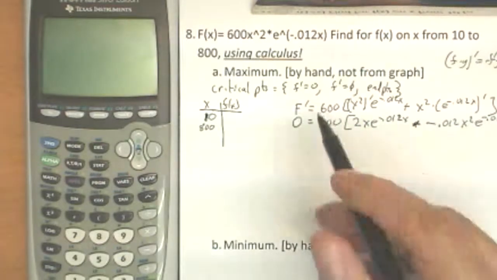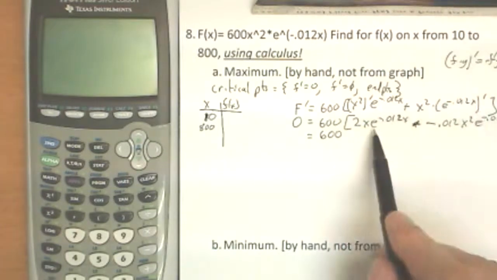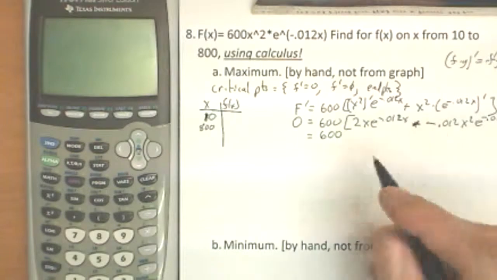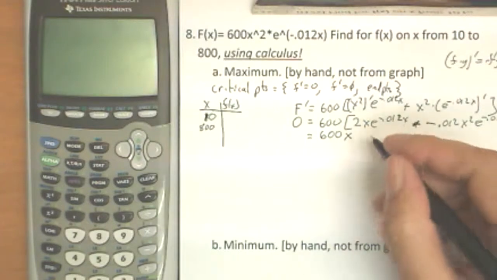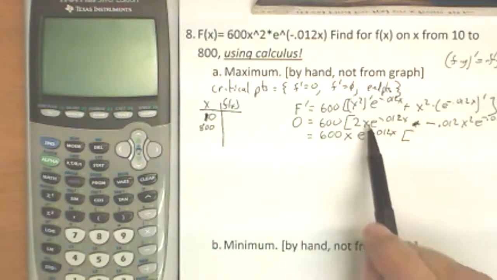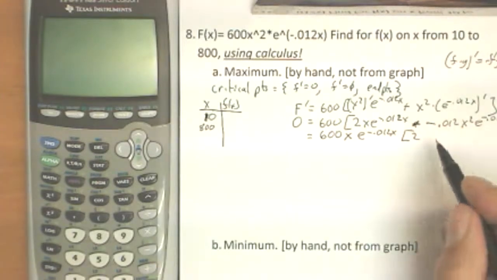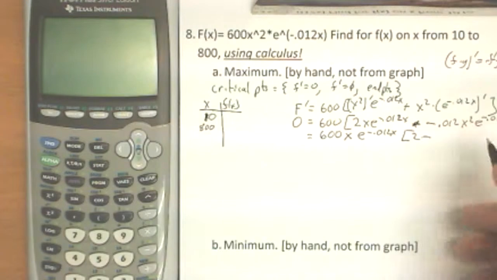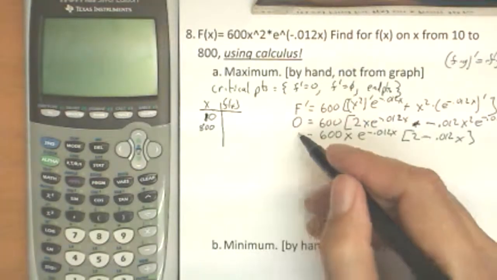And we have a lot of things multiplied here. And it's easier to see answers if we factor it a little bit. So I notice in both of these terms a couple of things. I can factor out an x, and I can factor out e to the negative 0.012x, because it's in both terms. And what's left? Well, if I take an x out, it's gone. If I take e to the negative 0.012x out, it's gone, and I'm left with a 2. Minus, I take an x out of x squared, I'm left with an x. Take the e to the negative 0.012x out, it's gone. And I'm left with minus 0.012x.